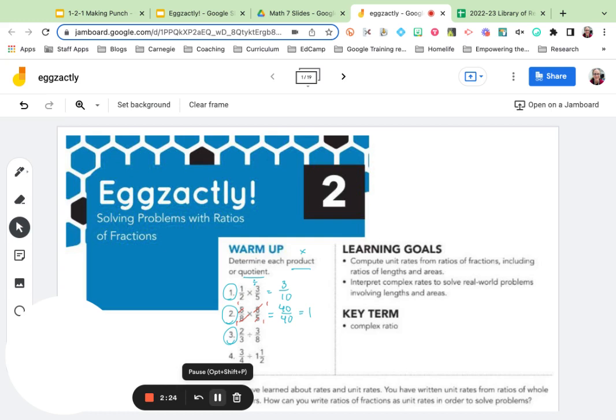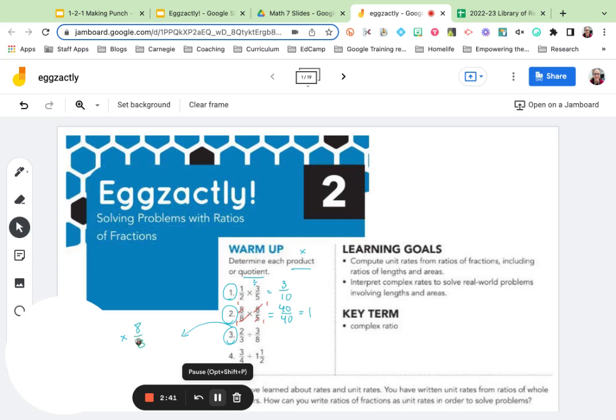Now in our third example, we're asked to find a quotient. We have division. So before we multiply, we're actually going to rewrite this. Instead of 2/3 divided by 3/8, I want to write 2/3 times 8/3.